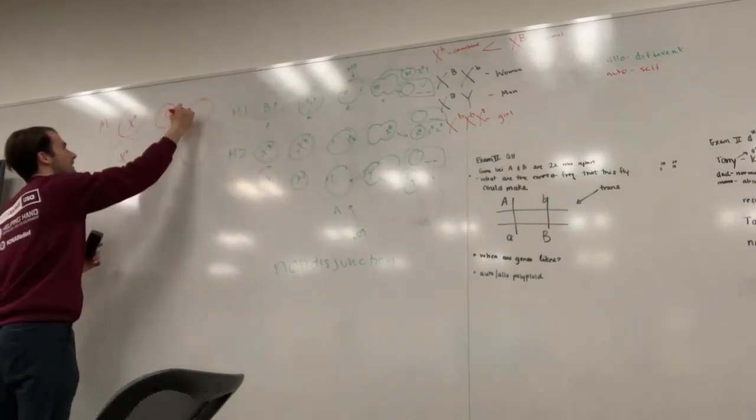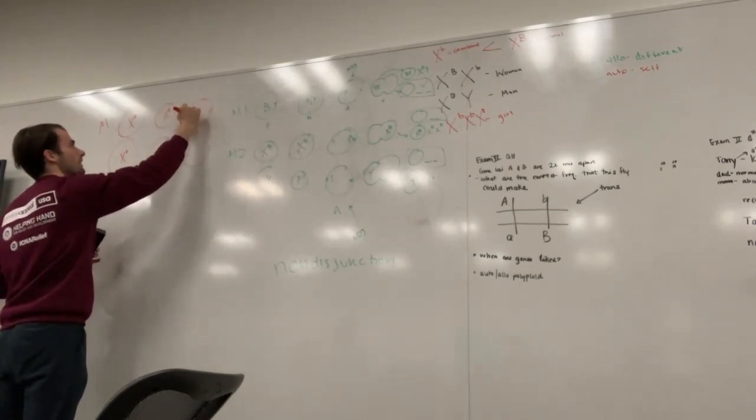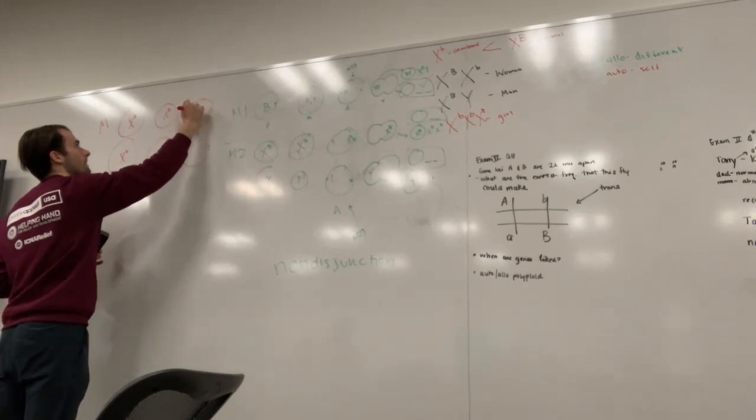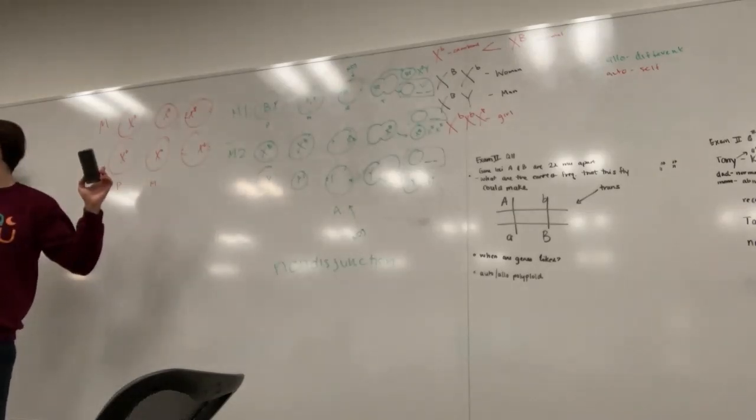Then what we'd see here is a non-disjunction. These are just spindle fibers that are drawn here. We have non-disjunction, so they don't separate, like these.